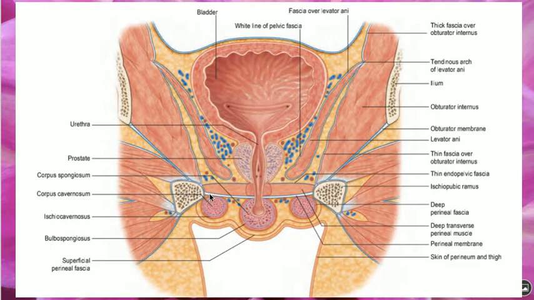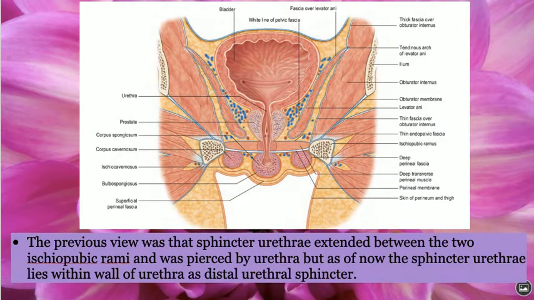Here, this is the perineal membrane. The area above this is your deep perineal pouch. Between the perineal membrane and the Colles fascia is the superficial perineal pouch; beyond the perineal membrane is the deep perineal pouch. Like I said, the previous view held that the sphincter urethrae extended between the two ischiopubic rami and was pierced by the urethra, but now the sphincter urethrae lies within the wall of the urethra as the distal urethral sphincter.